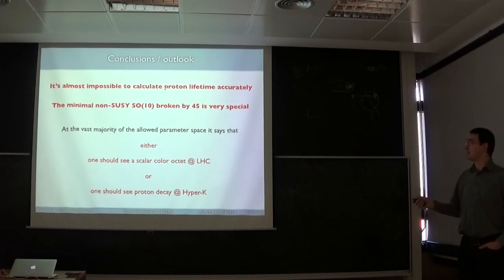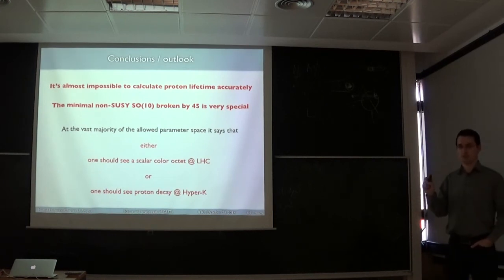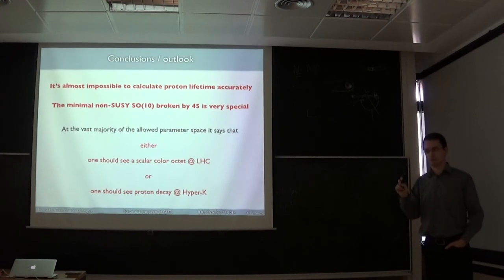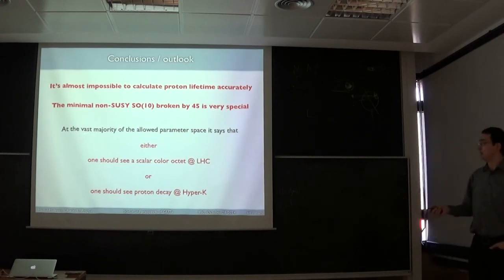And the reason is namely those 3 things that I was talking about, in particular the Planck scale effects. The other part of the take-home message is that there is still a scenario, which is a non-supersymmetric SO10 GUT broken by 45, which is very special because it does not have this leading order Planck scale problem. And it's the vast majority of the parameter space.